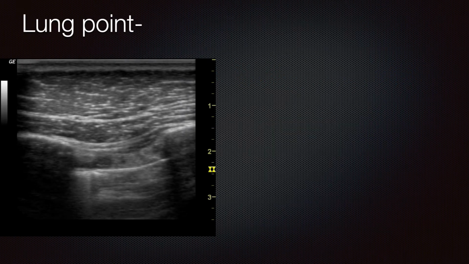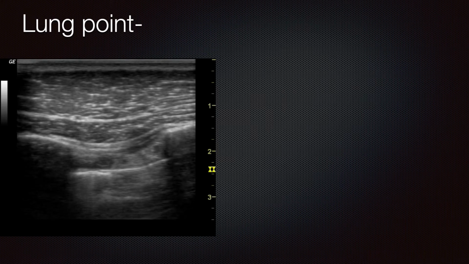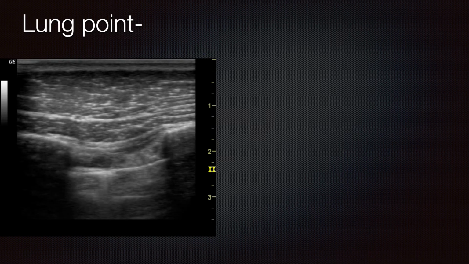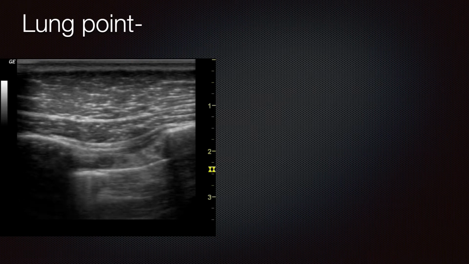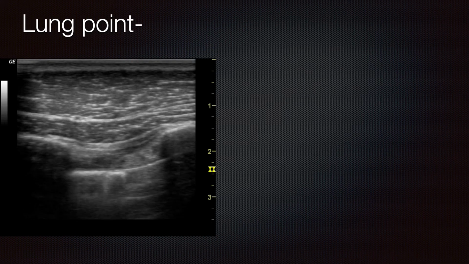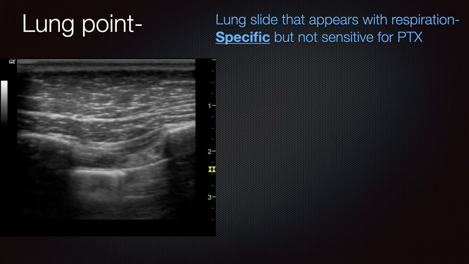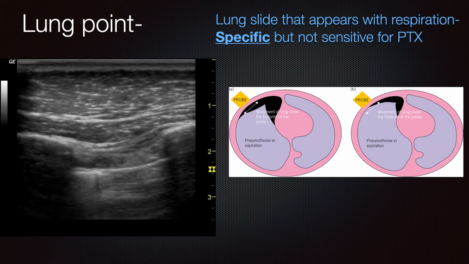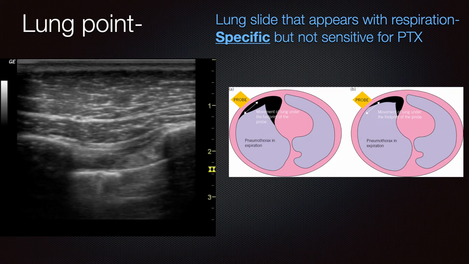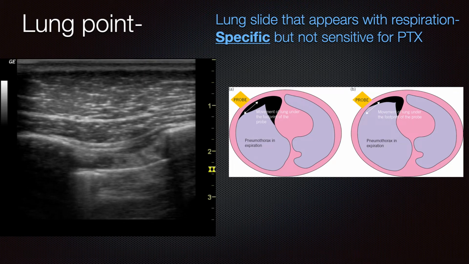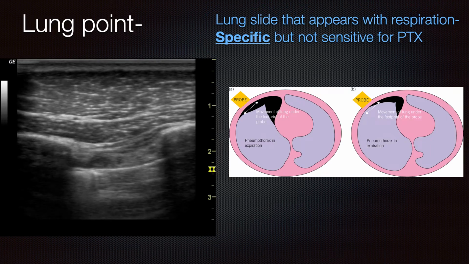There's another term you might run into called lung point, and this is an example of it. It's where you see the lung slide through part of the view here, but no lung sliding over here. So this is very specific, but not sensitive for pneumothorax. And the mechanism basically is you're seeing here there's a pneumothorax, and then as the lung comes up, you see the lung come up into view as it does here. So this is lung, and off to the right is pneumothorax.